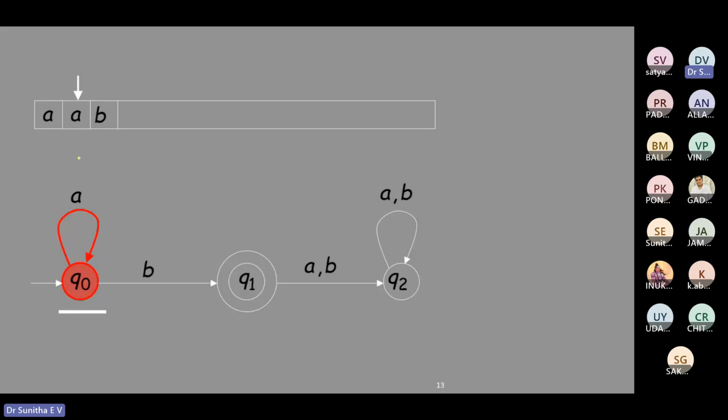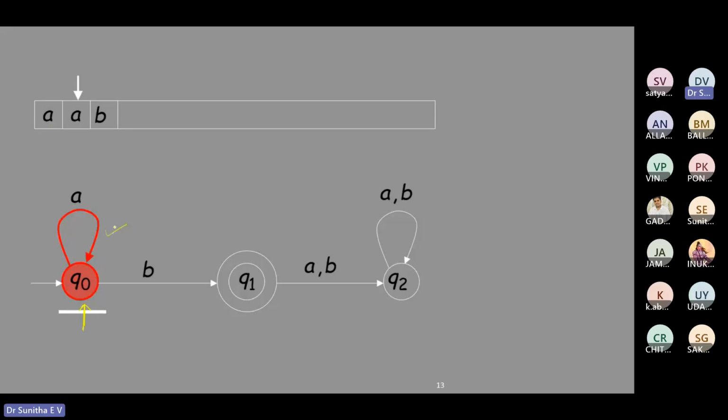Next A we have to take. So again, what happened? We are still in Q0, and again we got an A. It will take this transition again, the same self loop. So the first two characters we have seen.